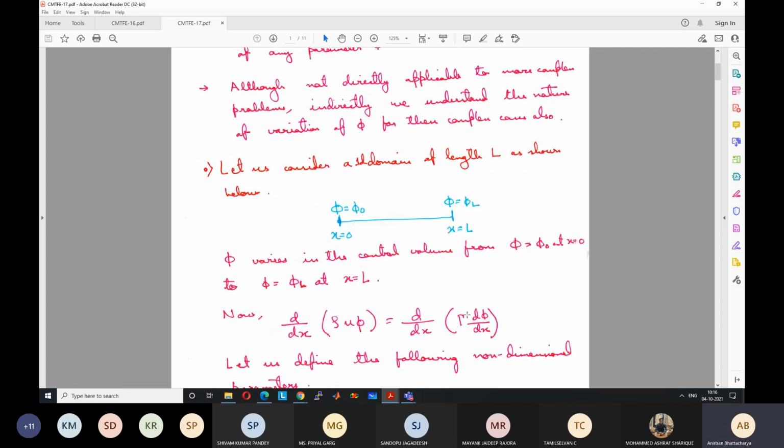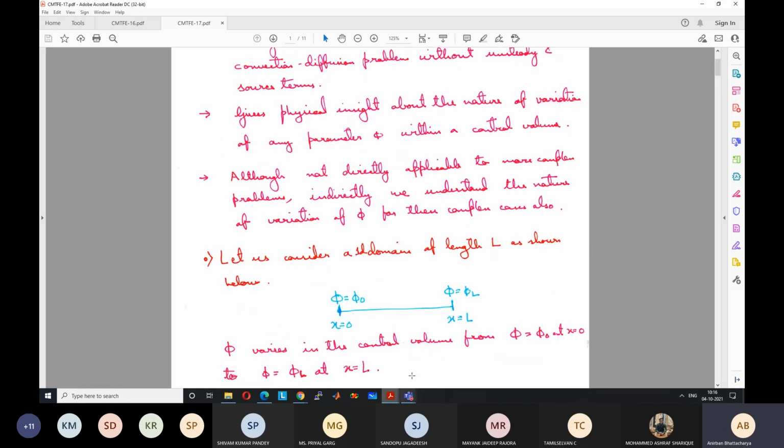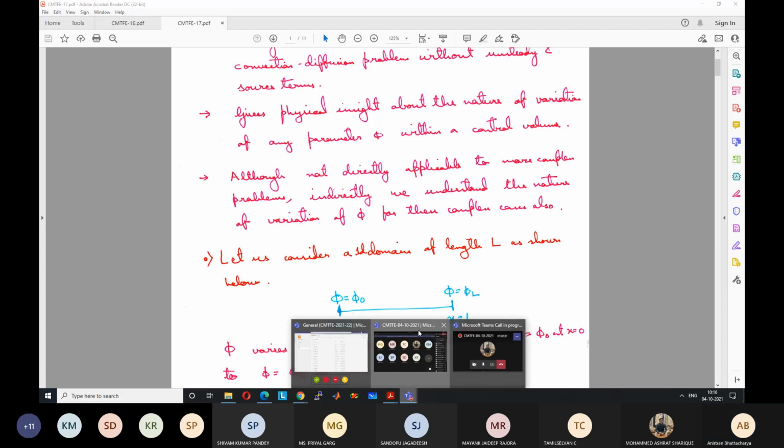Actually, I will continue this part. I don't want to stop midway. I will continue this in the next class, which is on Wednesday. I will start it from here, and we will see how to derive it, and then what are the limiting cases in the next class on Wednesday. So we'll finish early today. Any questions?